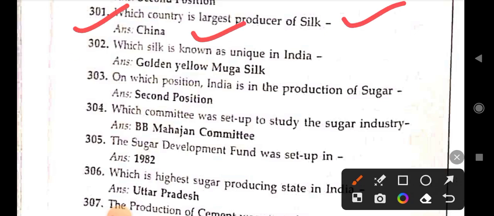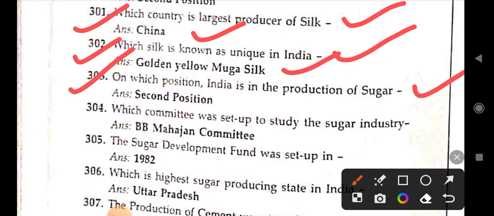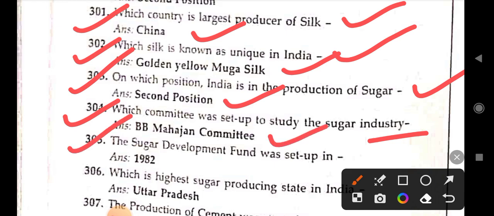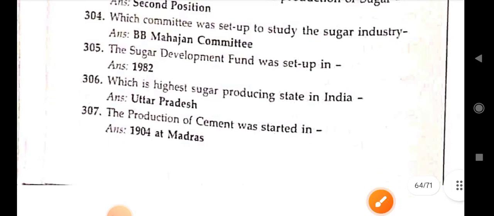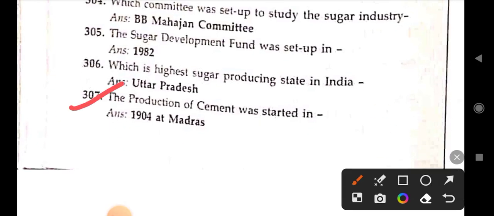Which silk is known as unique in India? Golden yellow Muga silk. On which position is India in production of sugar? Second position. Which committee was set up to study the sugar industry? B.B. Mahajan Committee. The Sugar Development Fund was set up in 1982. Which is the highest sugar producing state in India? Uttar Pradesh.